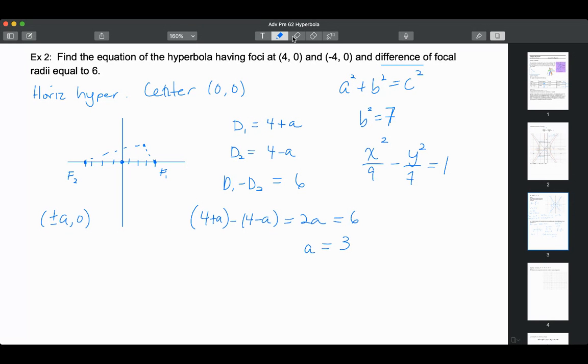All right, so in the end, that is my final solution for what I've been asked to do for this hyperbola. If I wanted to test it, I could go into Desmos and graph that.